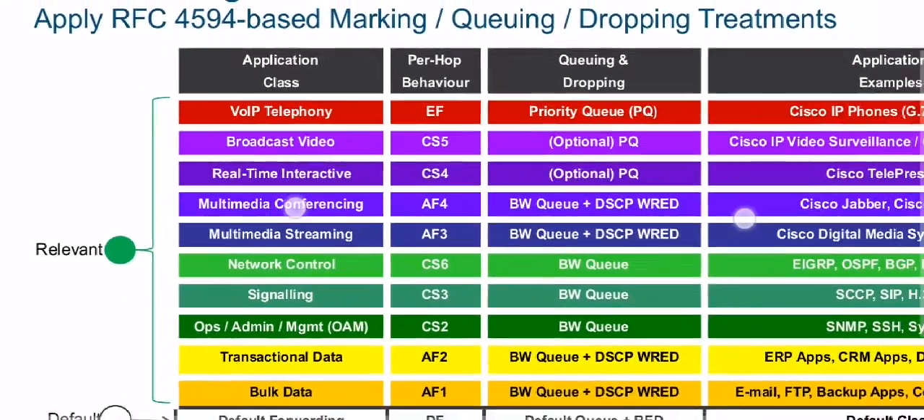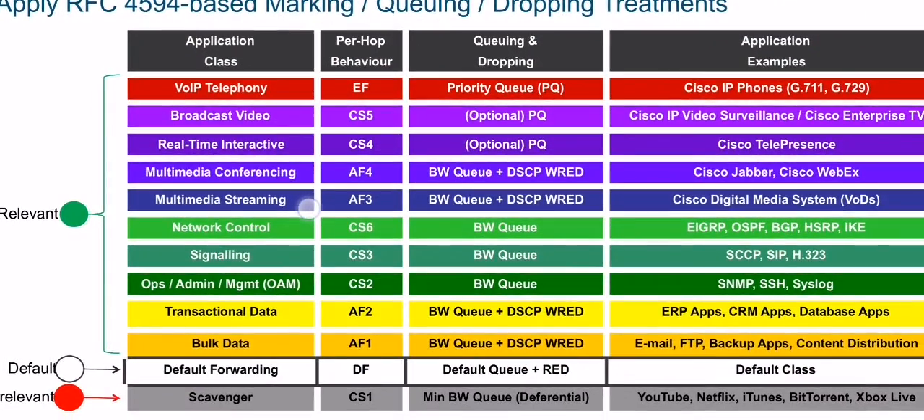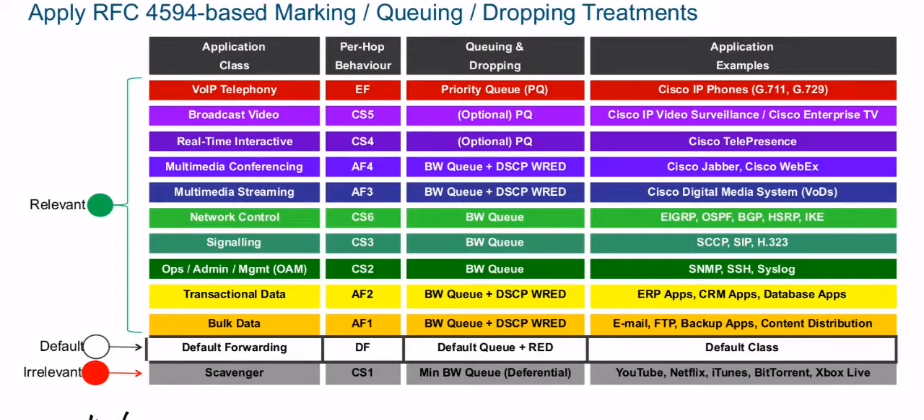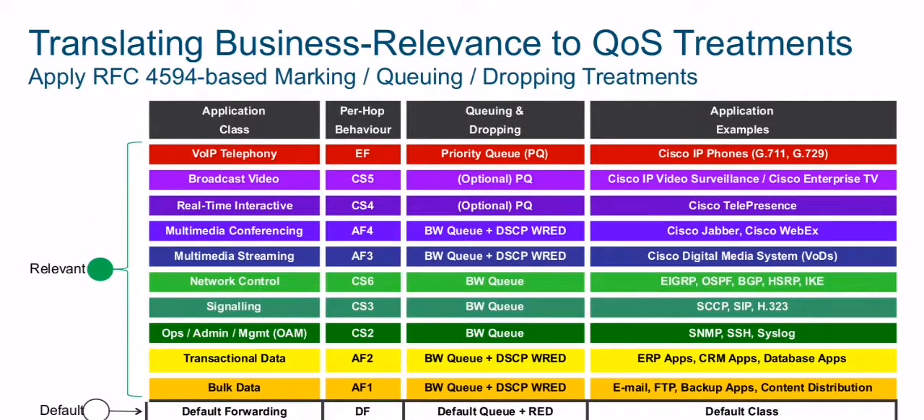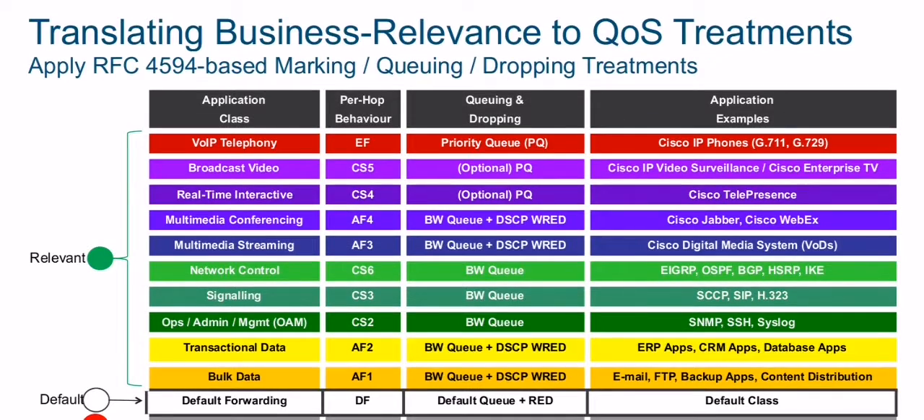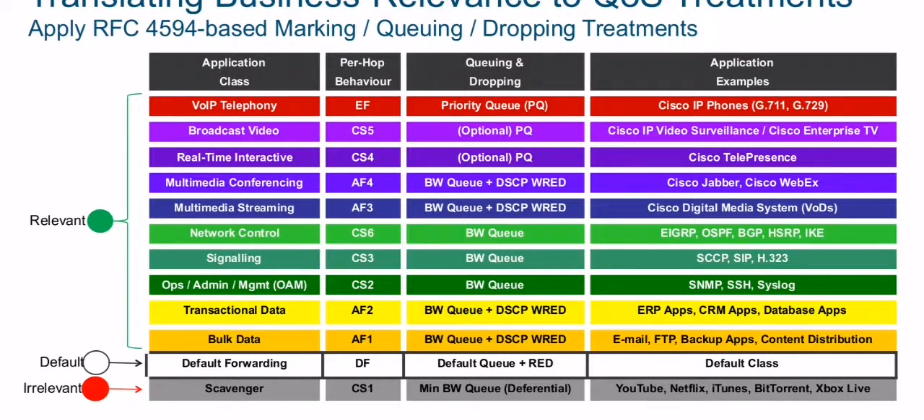Application classes will have a specific per hop behavior by default. That's the recommendation. So they can be changed depending on your business needs, but normally the business relevance is explained in this table right here. So for example, let's just read a little bit to get an idea. Voice over IP telephony. It gets the per hop behavior EF, expedited forwarding. That's what it means.